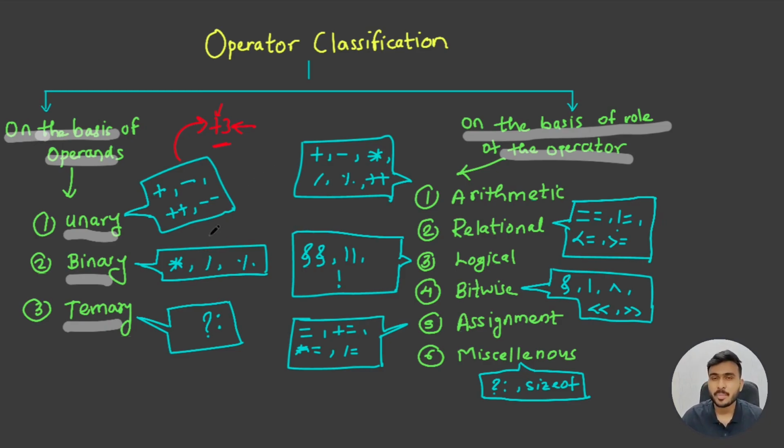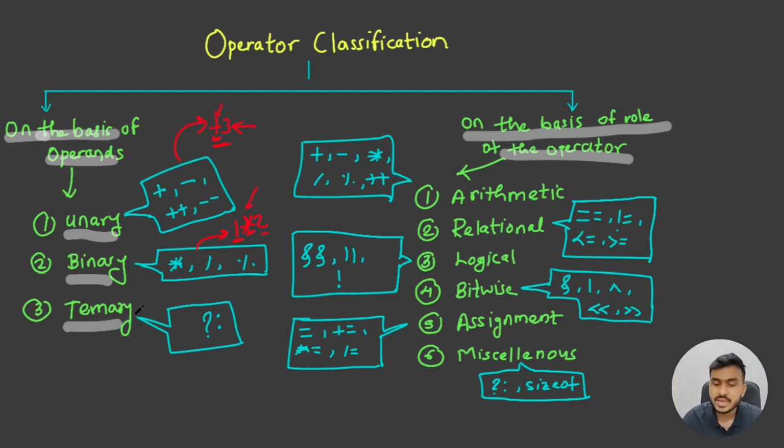Then we have binary operators. As the name suggests, in binary we need two operands in order to operate. For example, 1 + 2. This plus operator is a binary operator because here we need two operands. There is a difference between this plus and the earlier plus. The earlier one is the unary plus operator, whereas this one is the binary plus operator. Or take 1 multiplied by 2. Even in this case, multiplication is a binary operator because it needs two operands.